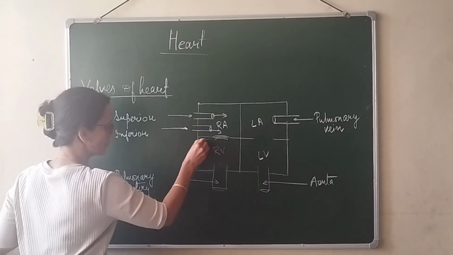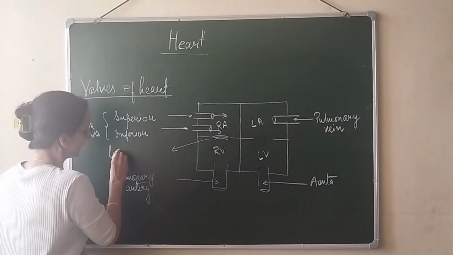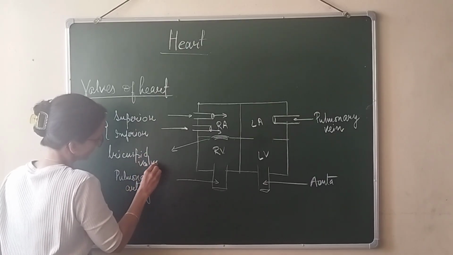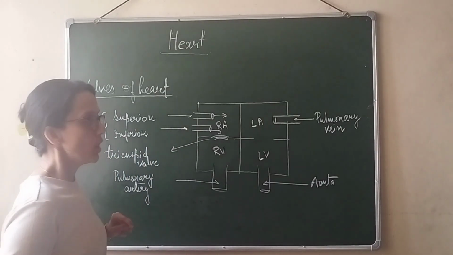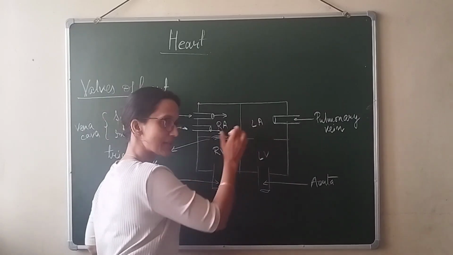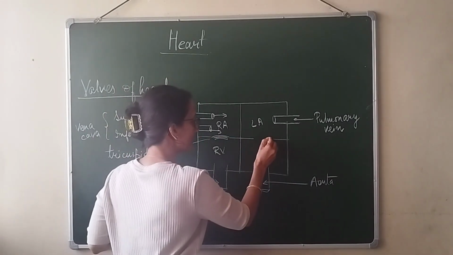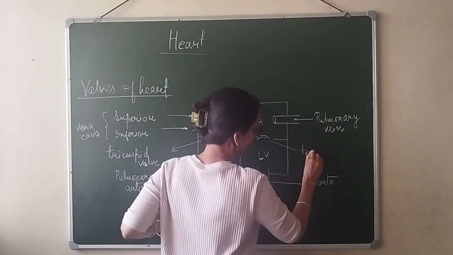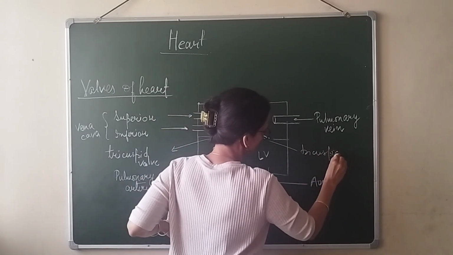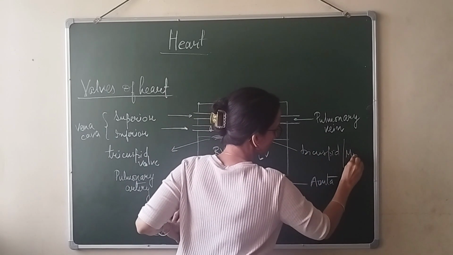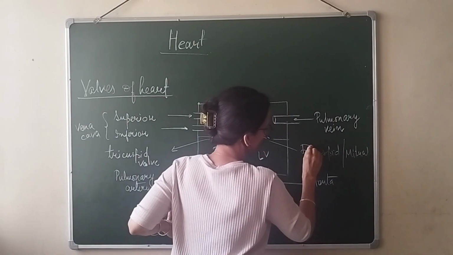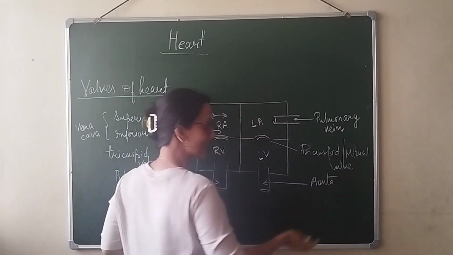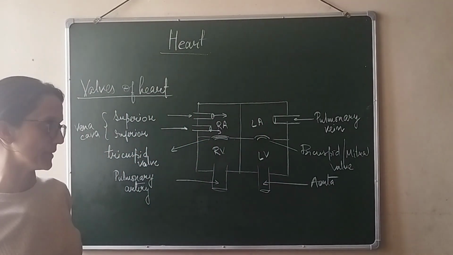These 3 valves together are known as the tricuspid valve. They are 3 in number, so we have to remember the number as well. On the other hand, the same concept is applicable here also, and for this there are only 2 valves, and they are known as the bicuspid valve, also called the mitral valve. So you need to remember the name, the alternative name, and the number of valves that are present.